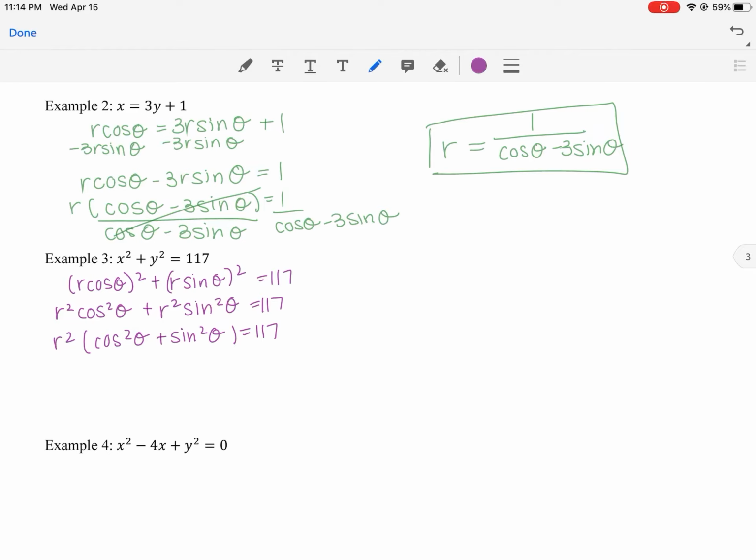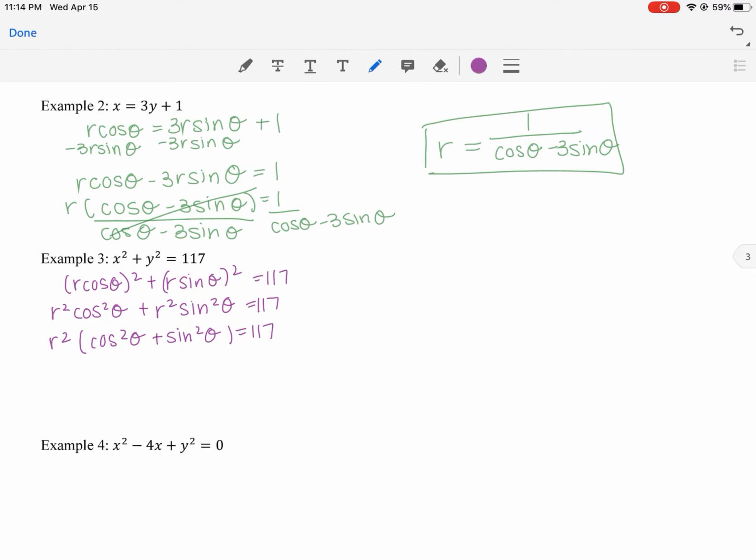Like, hey, that's an identity I know. I see where they talked about using identities. So this is just 1. So you're left with r squared equals 117. Take the square root of both sides. R equals positive square root of 117. And that would be your complete answer.